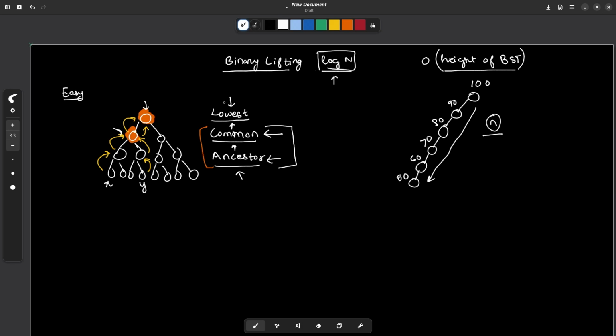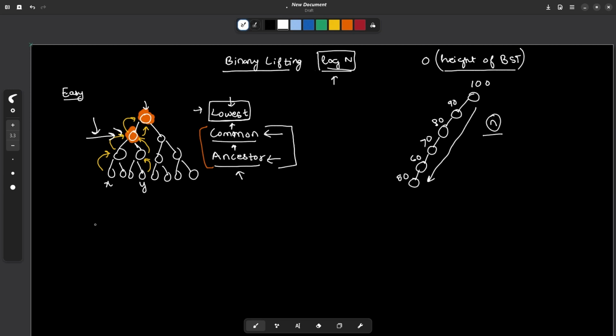So now we want to find what is the lowest one among them. Lowest one means the lowest hanging one. That means whose depth is the greatest, right? So there are multiple ways of saying the same thing in terms of trees. So here I want to say that the one which is farthest away from the root will be the lowest one, right? Or which one has the highest depth will be the lowest one. In case you have multiple common ancestors, the lowest one, that is this one in this case, will be the lowest common ancestor. So this is all that we mean by the lowest common ancestor.